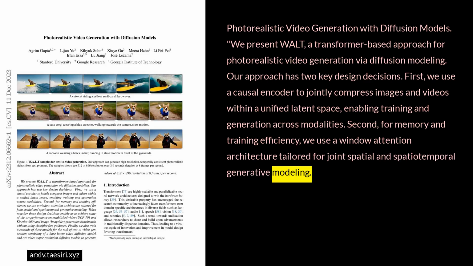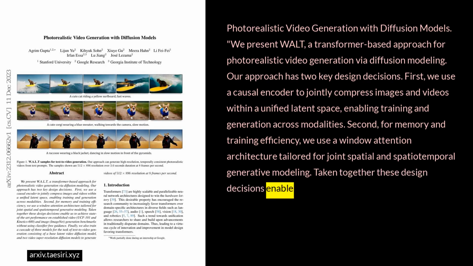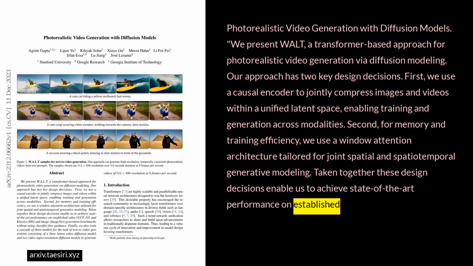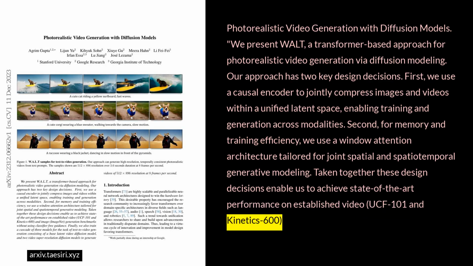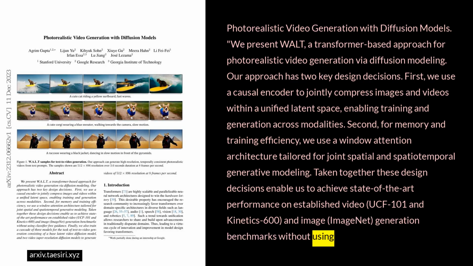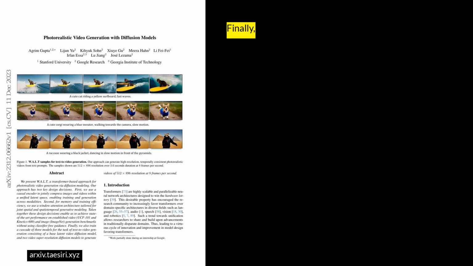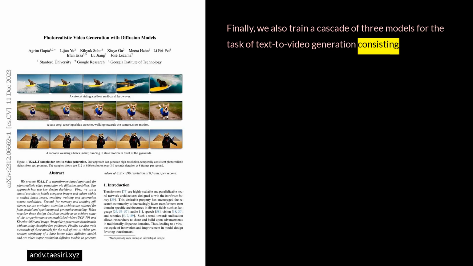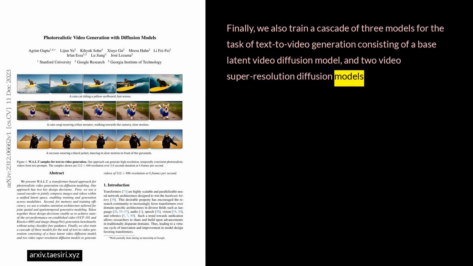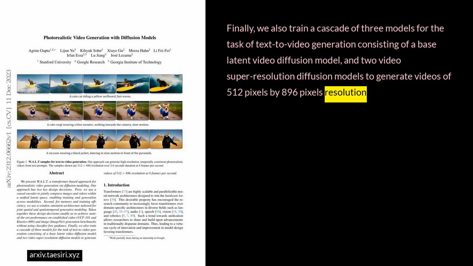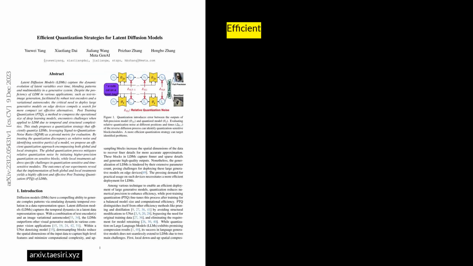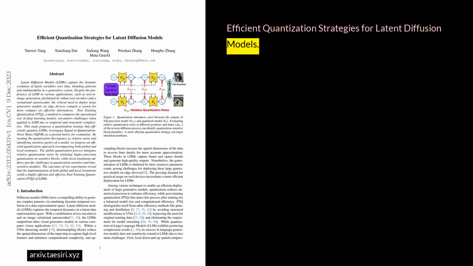spatiotemporal generative modeling. Taken together, these design decisions enable us to achieve state-of-the-art performance on established video, UCF 101 and Kinetics 600, and ImageNet generation benchmarks, without using classifier-free guidance. Finally, we also train a cascade of 3 models for the task of text-to-video generation, consisting of a base latent video diffusion model and 2 video super-resolution diffusion models to generate videos of 512 pixels by 896 pixels resolution at 8 frames per second.